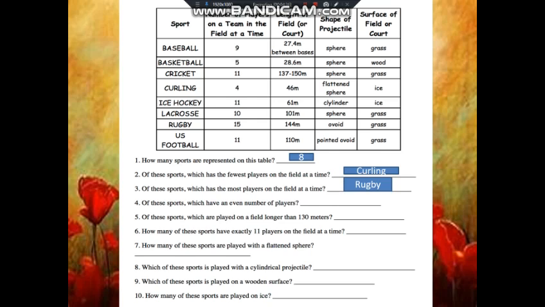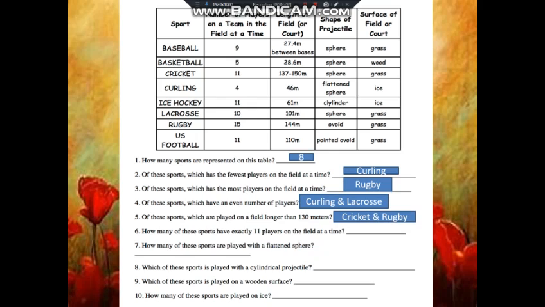The same way, you can answer the other questions. That is even number of players. Even numbers are 2, 4, 6, 8, 10. Here even numbers are 4 and 10. And games are curling and rugby. So answer will be curling and rugby. So students, you have to answer the other questions similarly. Hope you have understood this.